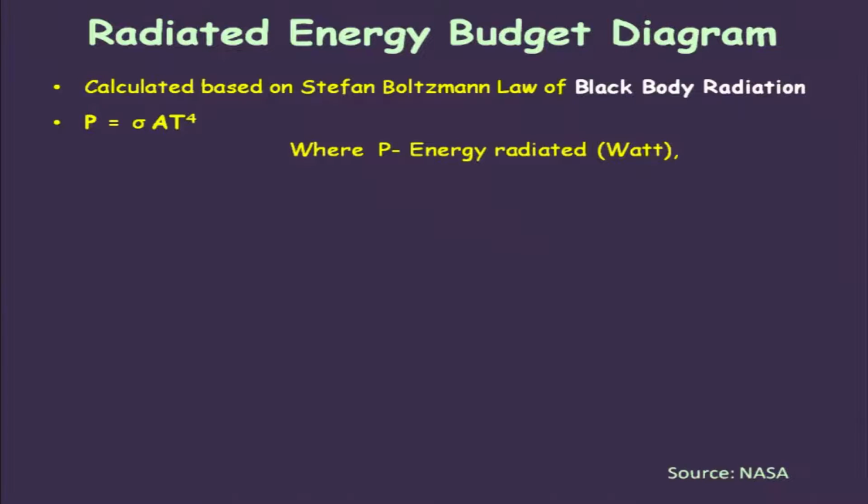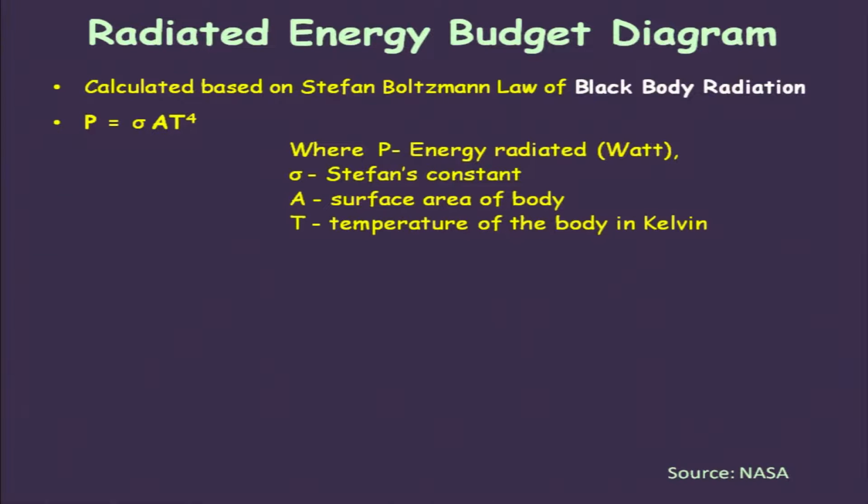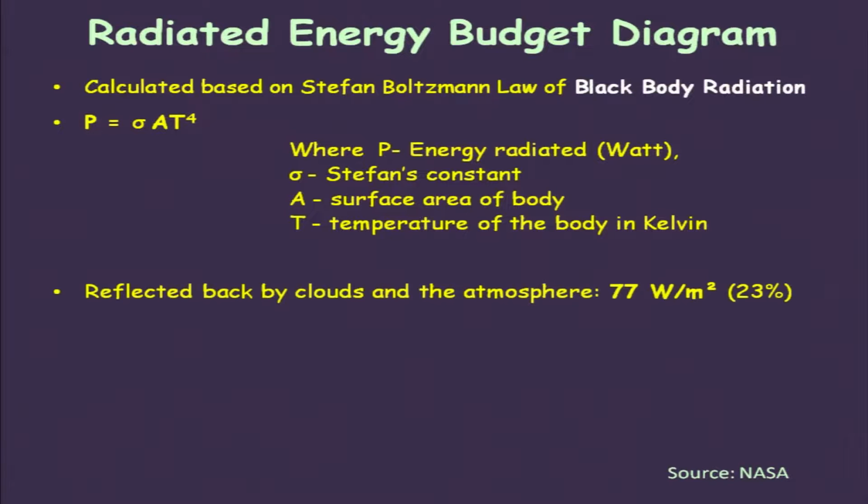P is equal to sigma A T to the power 4, where P is the energy radiated in watts, sigma is the Stefan constant, A is the surface area of the body, and T is the temperature of the body in Kelvin.